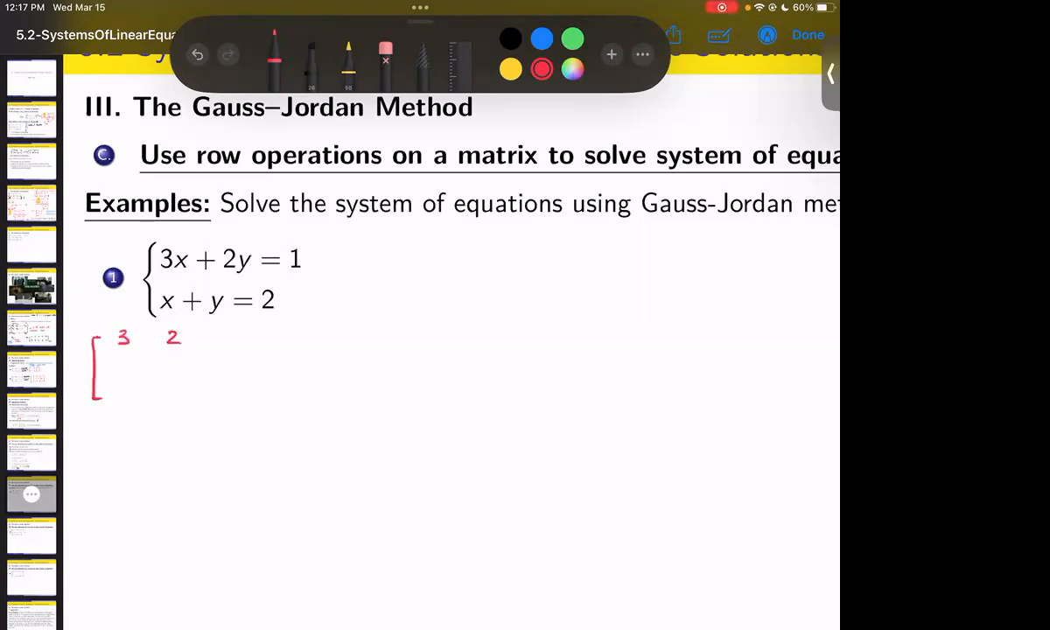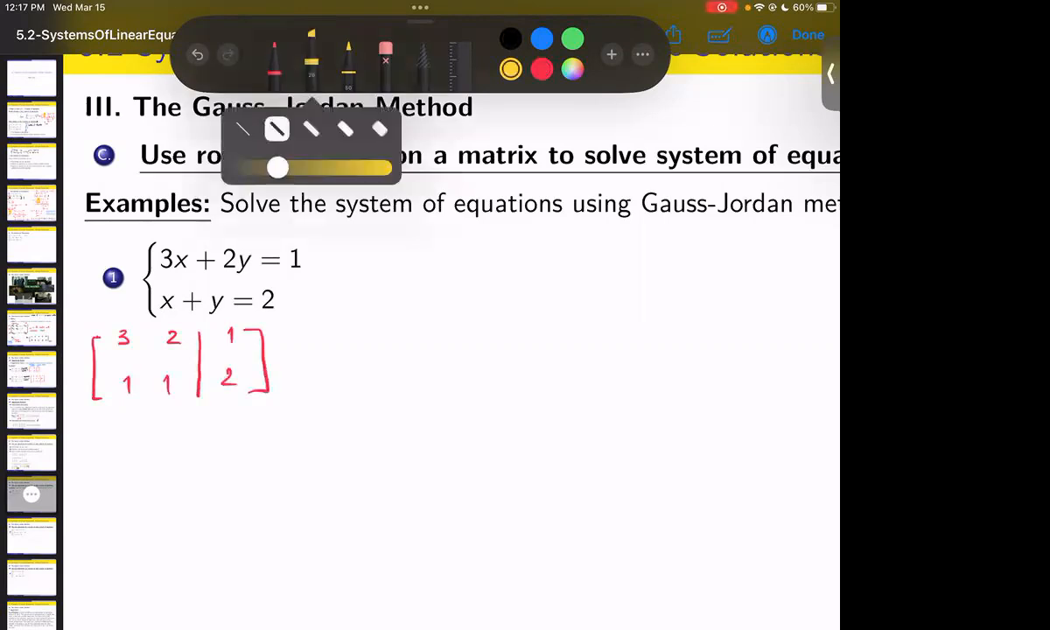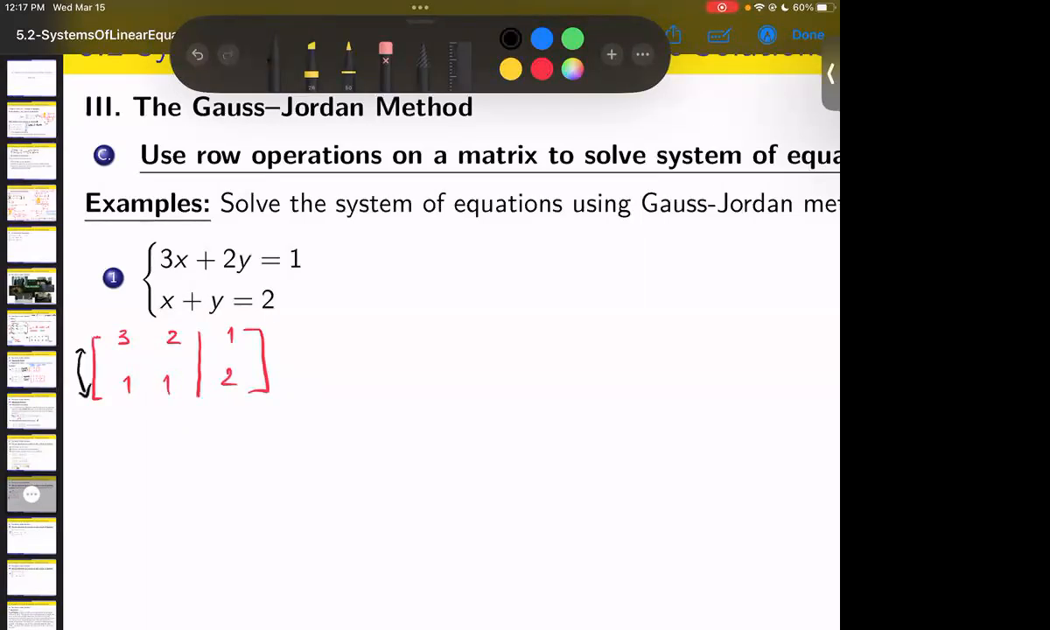3, 2, 1, 1, 1, 2. This is my diagonal. Now, I like my first entry to be 1. There's nothing wrong with leaving it like that, I just like my first entry to be 1 because it's easier in terms of computation. So I'm going to flip, so that I have a new matrix: 1, 1, 2, 3, 2, 1. So far, so good.